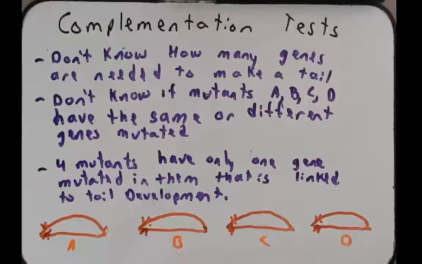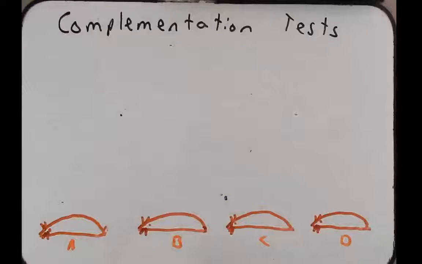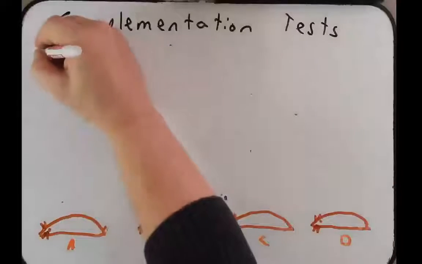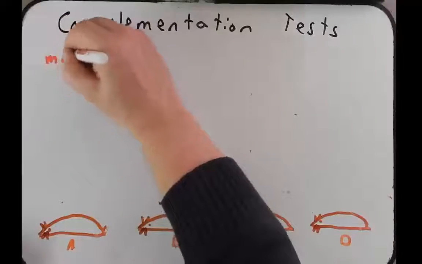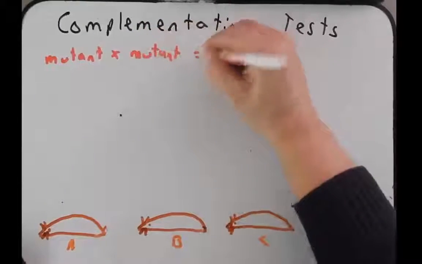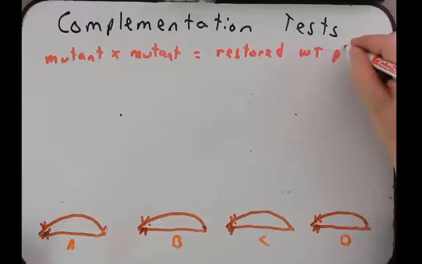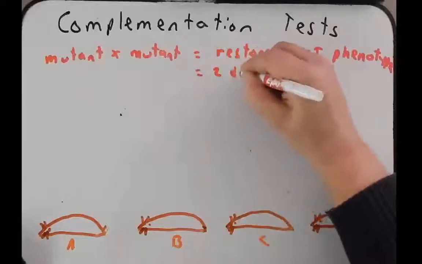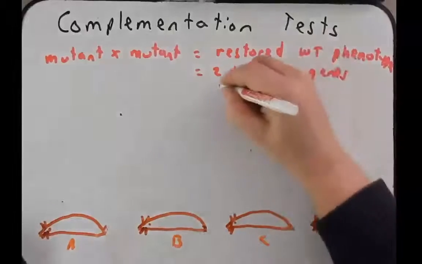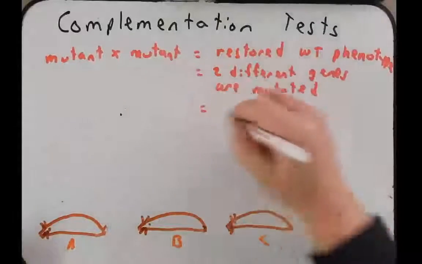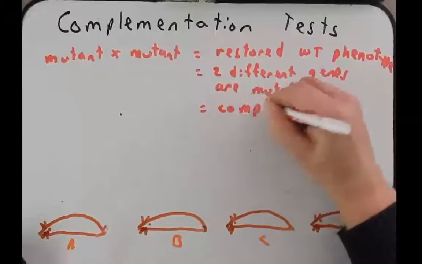Alright, so how are we going to determine how many genes we're looking at here? How many different genes are represented in these 4 mutants? That is when we're going to do the complementation test. Before we talk about our specific mutants, let's consider 2 general rules of a complementation test. If you take a mutant times a mutant, and you get a restored wild-type phenotype, then 2 different genes are mutated. We would say that these 2 mutants complement each other.